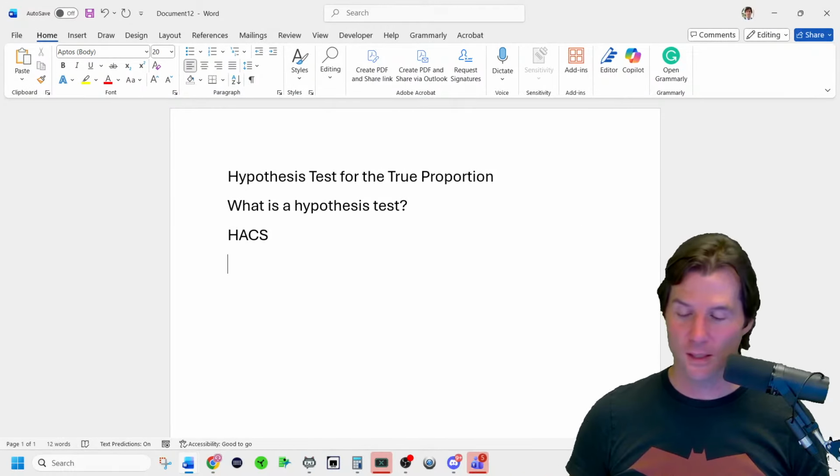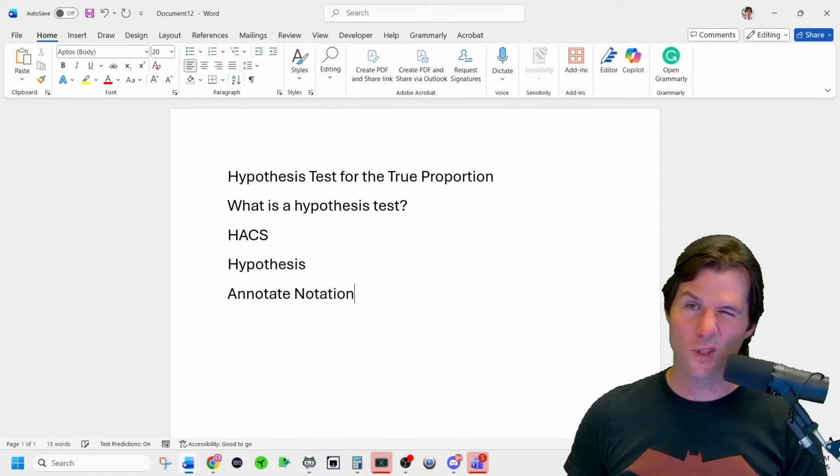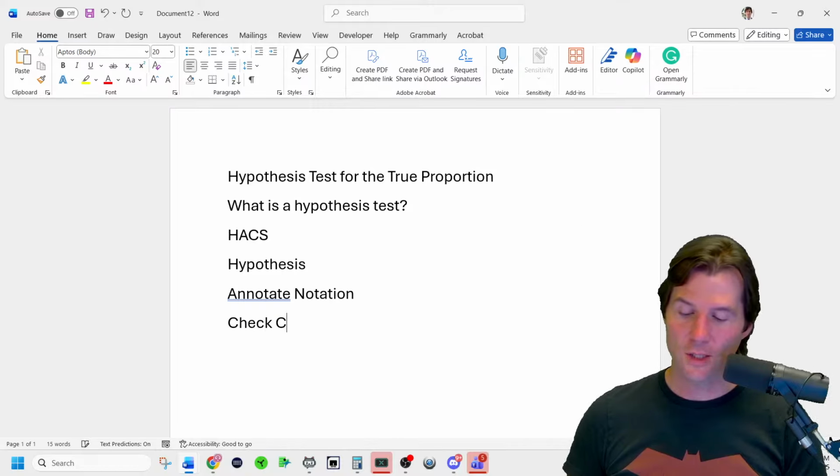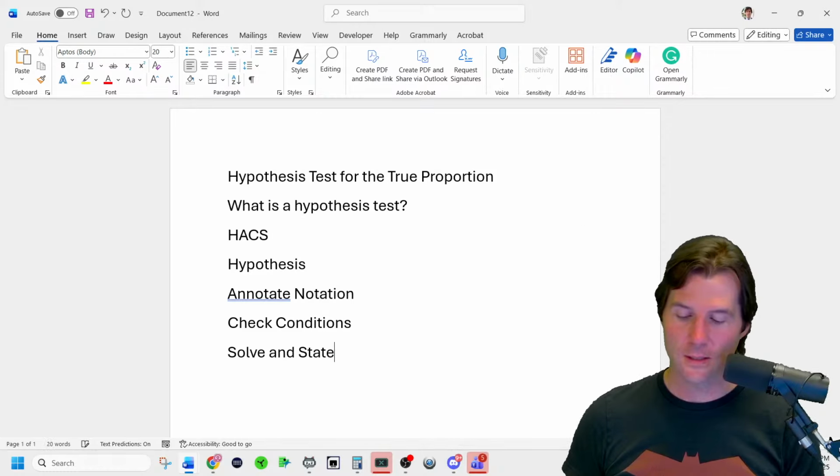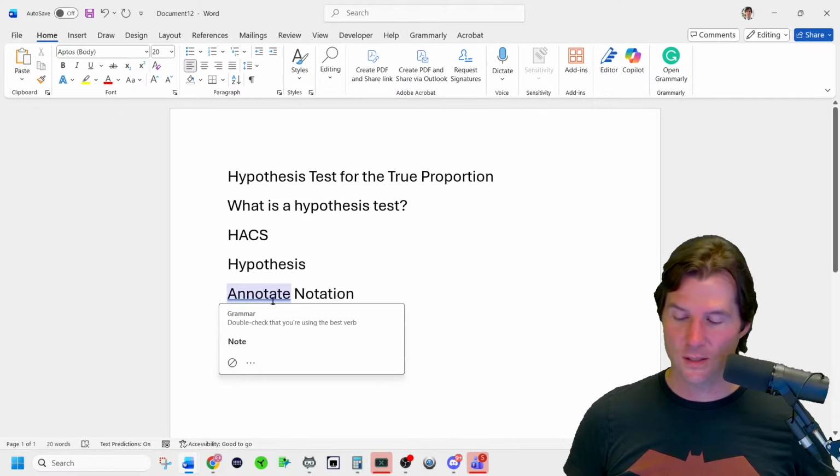So the HACS method is hypothesis, annotate notation, which you can do first technically if you want, check conditions, and also solve and state. So solve and state. Annotate.